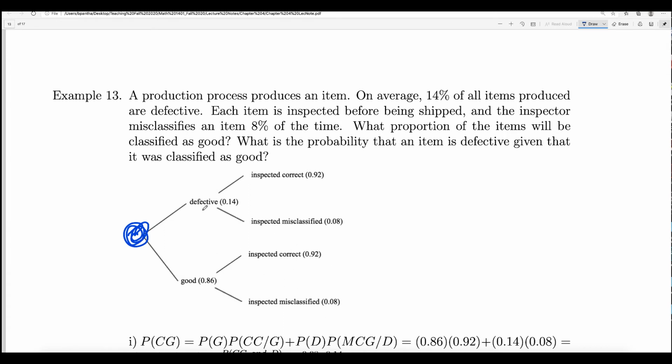Meaning, for the defective items, 8% of the time they were misclassified as good, and 92% of the time they were classified as defective.